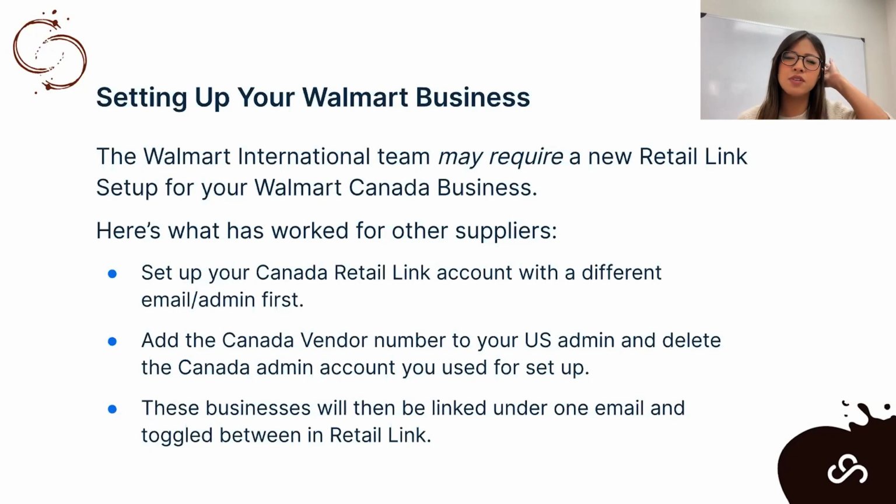What happens a lot is we have folks that will start in Walmart US and then expand into Walmart Canada. And when that happens, sometimes you may require a new Retail Link setup. So what we've seen work for other suppliers, in case you don't already have this set up today, is that you would set up your Canada Retail Link account with a different email and admin to start. And then from there, you'll add your Canada vendor number to your US admin account after you get that vendor number. And then you can delete the Canada admin account that you used for setup. At that point, you'll be able to link both of those businesses under one login with Retail Link, which is really nice.